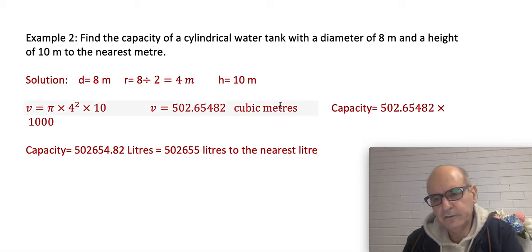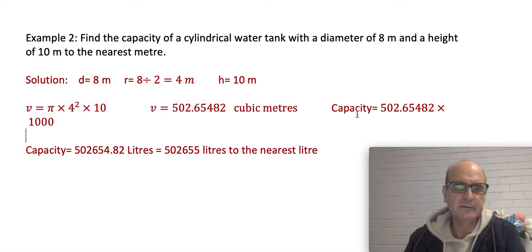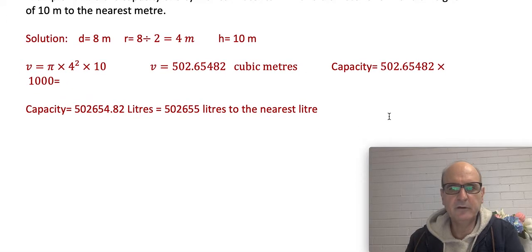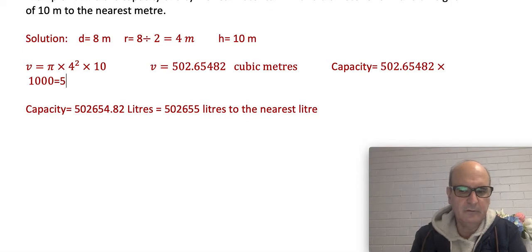That's the volume. But we need to find capacity, which is in liters. To do that, we need to times by 1,000. Each cubic meter is 1,000 liters. So you need to times this by 1,000. And if you times this by 1,000, that decimal point will move 3 places to the right. So you get 502,654.82 liters.